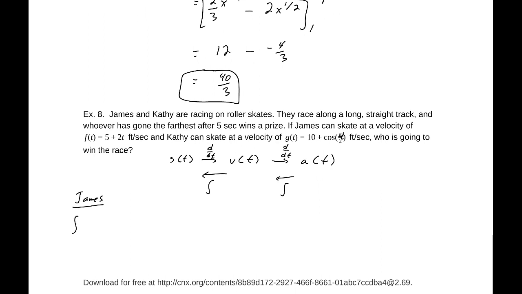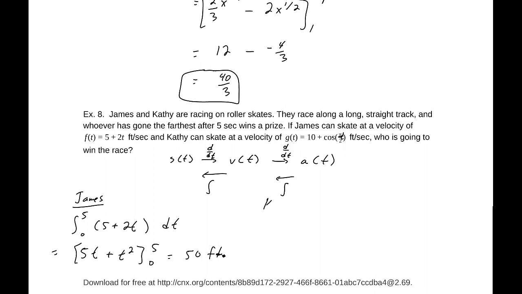So for James, the distance he has gone in 5 seconds is the integral from 0 to 5 of 5 plus 2t dt. And our antiderivative there, with c equals 0, is 5t plus t squared. And evaluating that from 0 to 5, we get 50 feet. Evaluating at 0 makes things real easy. All right, so he's traveled 50 feet.